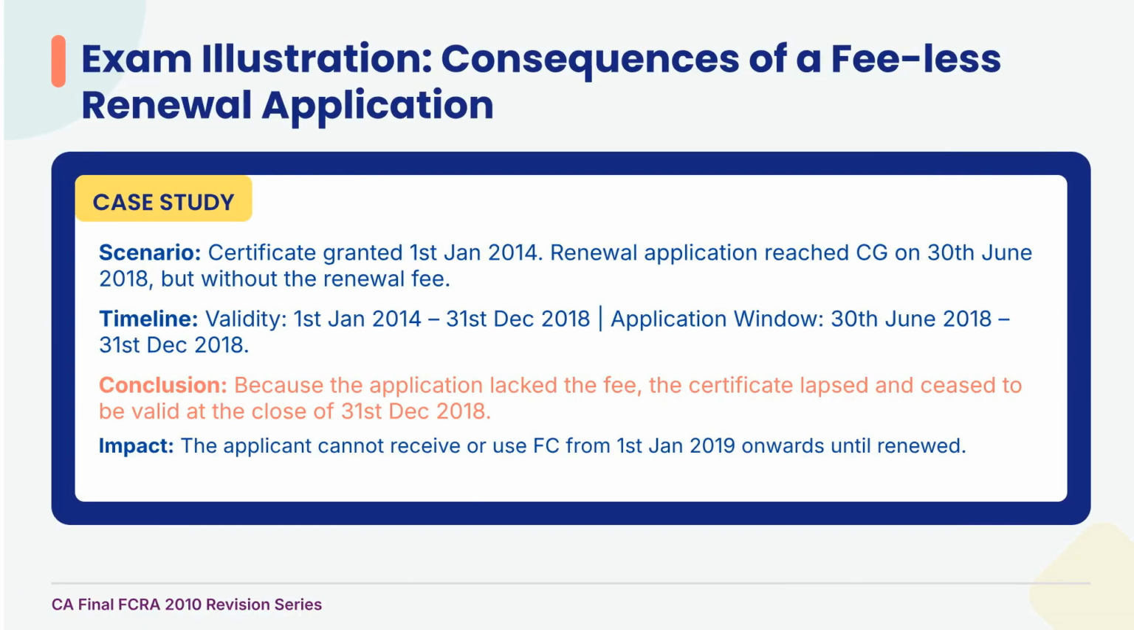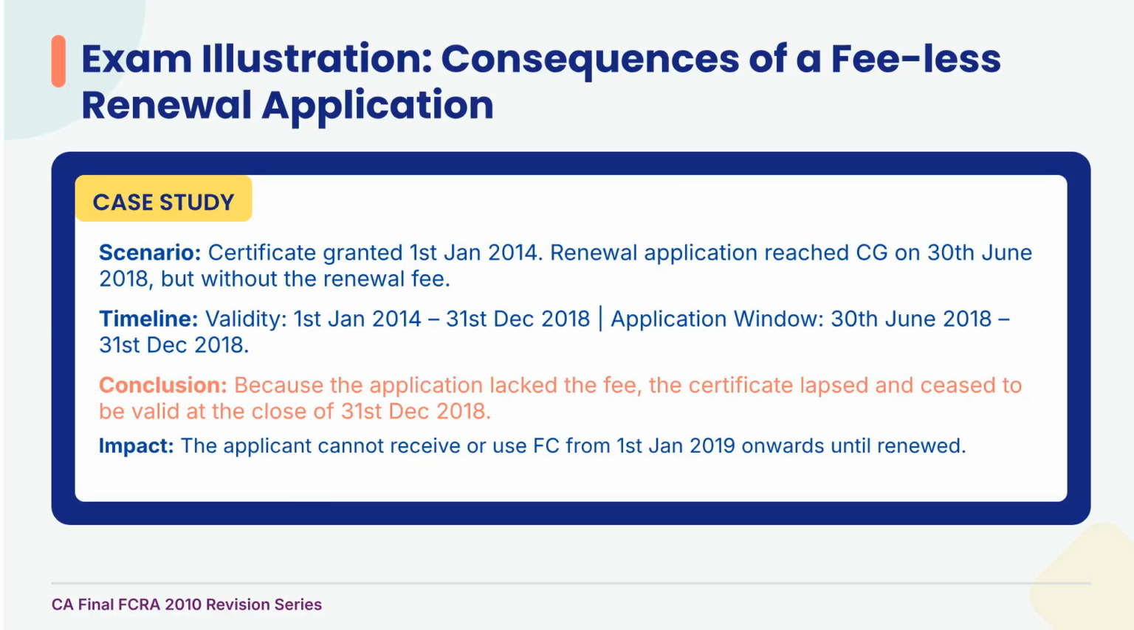Suppose an FCRA certificate was granted on the 1st of January 2014. Its validity would therefore continue until the 31st of December 2018. Now assume the organization submitted its renewal application on the 30th of June 2018, well within the permitted renewal window. However, the application was not accompanied by the prescribed renewal fee. In such a case, the application is considered defective, and the certificate lapses on the 31st of December 2018.